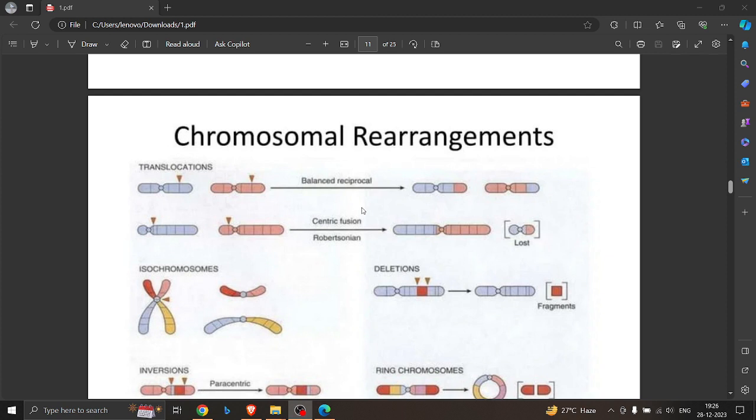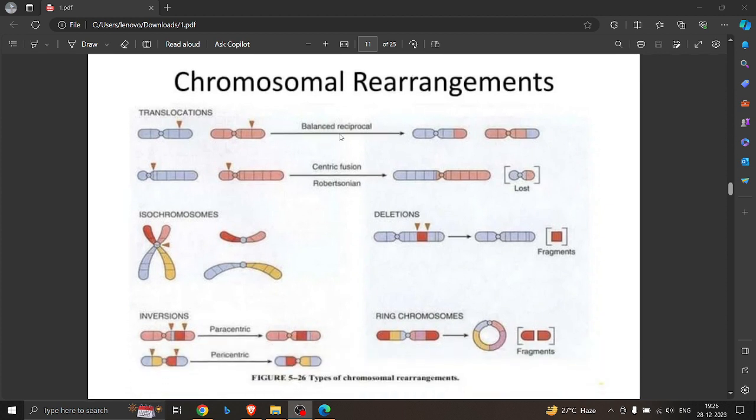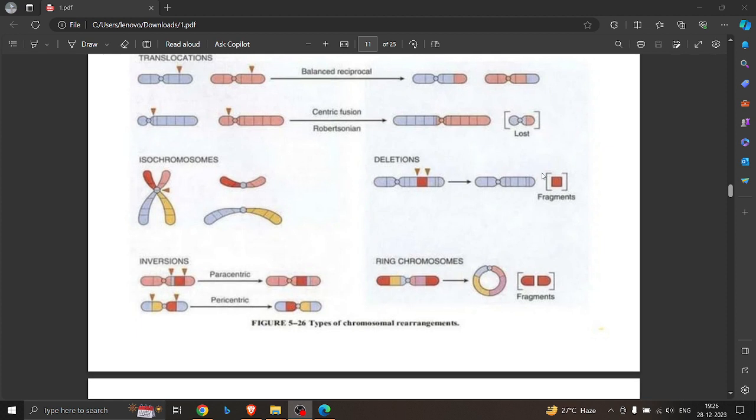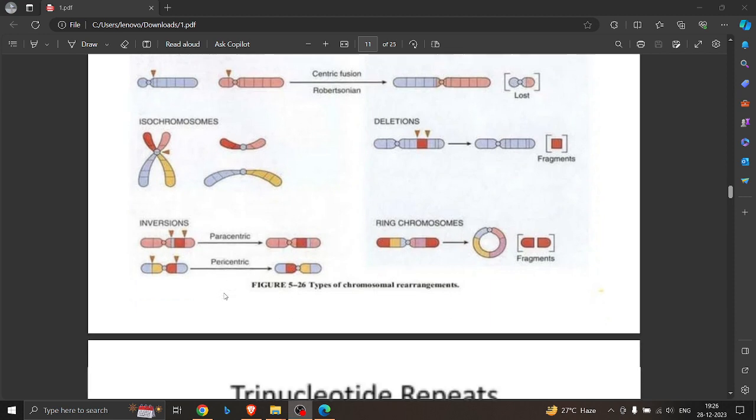This picture illustrates the chromosomal rearrangements. That means the translocations, deletions, and inversions, all that I have explained, how they have been changed and divided into fragments, and how it all takes place is shown here.